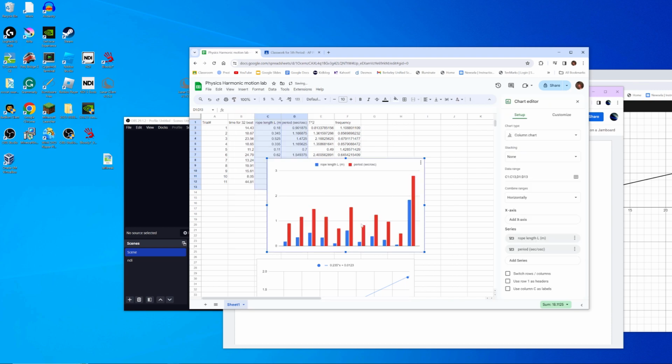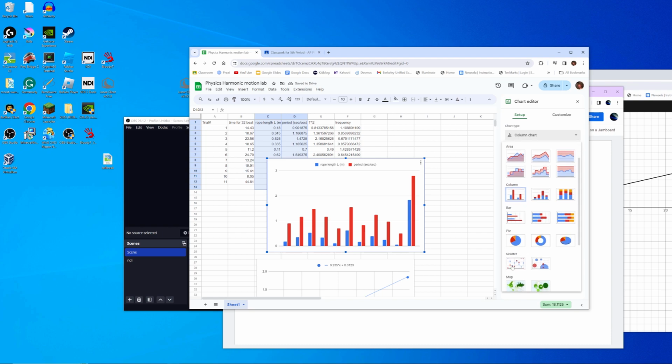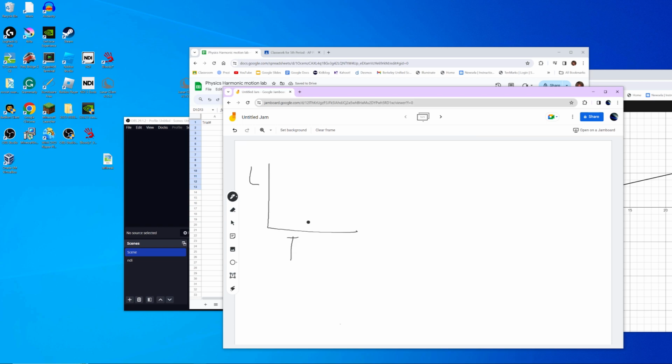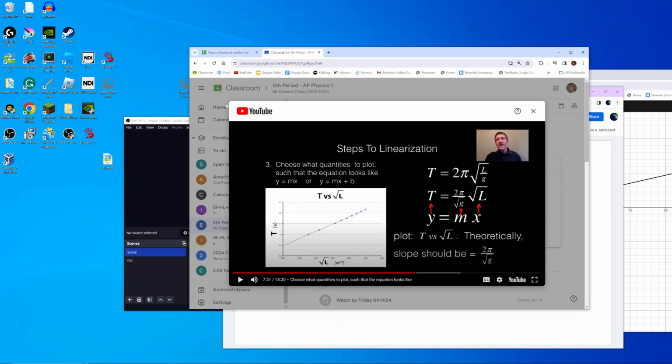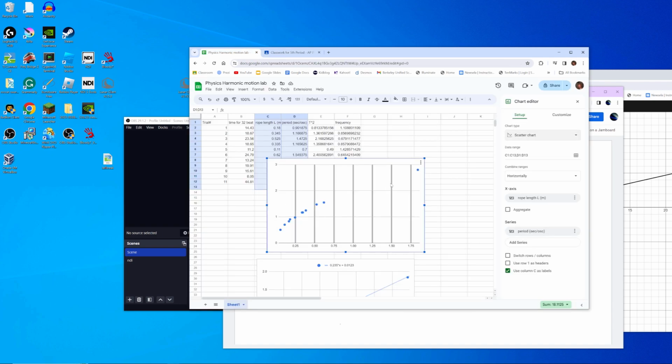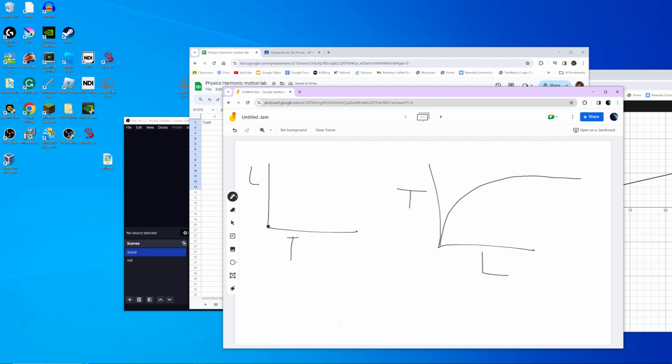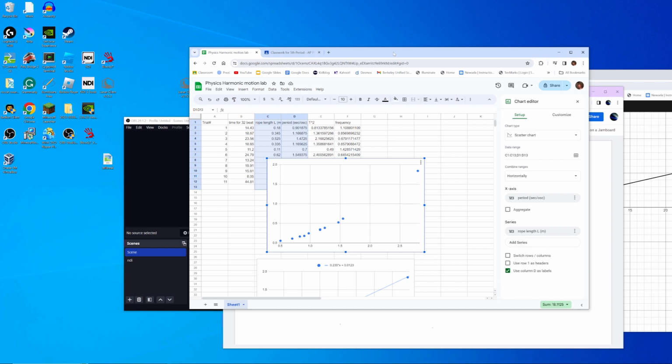It might start off with a column chart here. Switch to a scatter plot. We can originally see a square root looking curve, but this is actually period versus length, which will give us the square root curve. It's also demonstrated in the video that Mr. Popko put. To fix this, we can switch around the axes. Now it looks more like a parabola, which is going to be our length versus period curve.